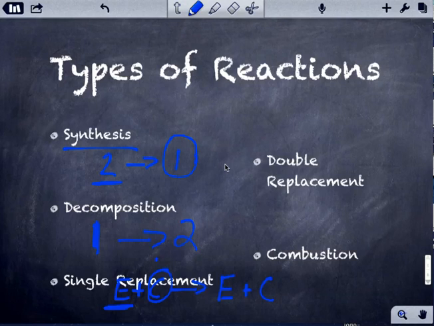In a double replacement reaction, we are going to have a compound plus another compound, and the metals will switch partners again, and you'll get a compound plus a compound.